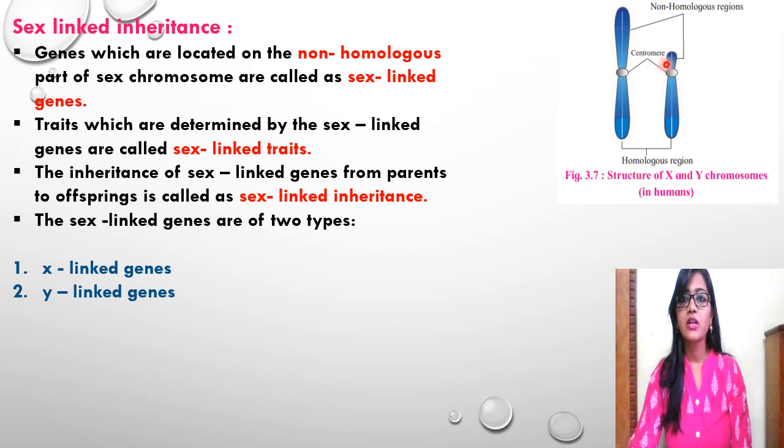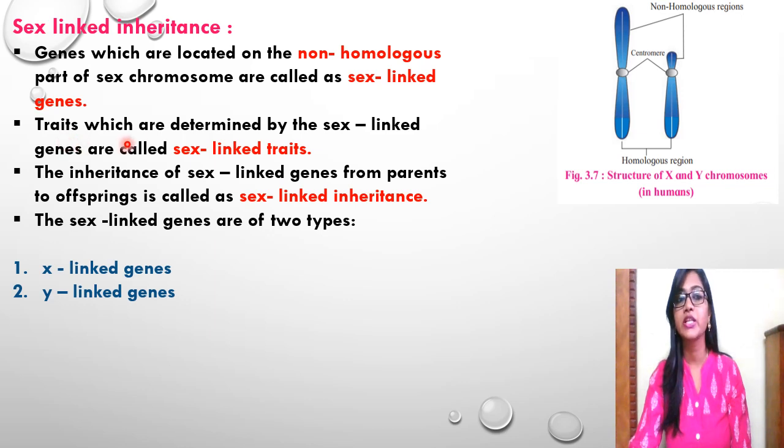These are the parts which are not similar. These dissimilar parts are known as non-homologous regions, while the parts having similar length are known as homologous regions. Here we are talking about the non-homologous part of the X and Y chromosome. Genes which are situated on the non-homologous part of the sex chromosome are known as sex-linked genes. You can observe the genes present on this non-homologous part of the X and Y chromosome. These genes are responsible for this type of inheritance, known as sex-linked inheritance.